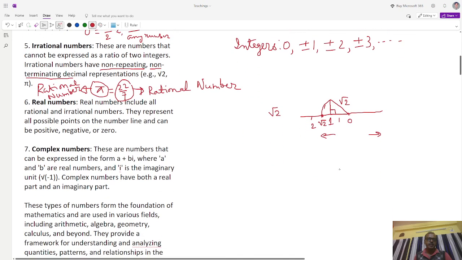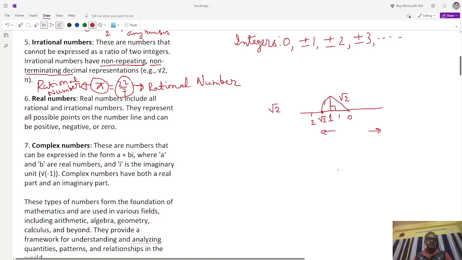But complex numbers can be expressed in the form of a plus bi, where a and b are real numbers and i is the imaginary unit. i equals root over minus 1. Then this is known as a complex number, right? Complex numbers have both a real part and an imaginary part. i is the imaginary unit, right?